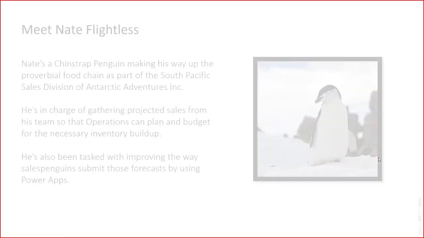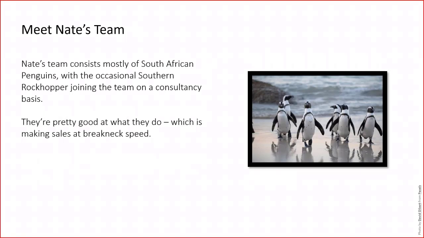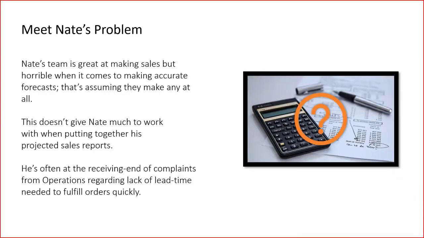Running through this slide, we'll meet the main character in our case study, a penguin by the name of Nate Flightless. Now, Nate's in charge of a lot of things, but for the purposes of this session, we'll just focus on him needing to get sales forecasts from his team and wanting to build a Power App to do it. Nate's sales team is great at making sales, but they are horrible at giving him accurate forecasts on time. And it often leads to Nate getting in hot water with operations, amongst other departments.